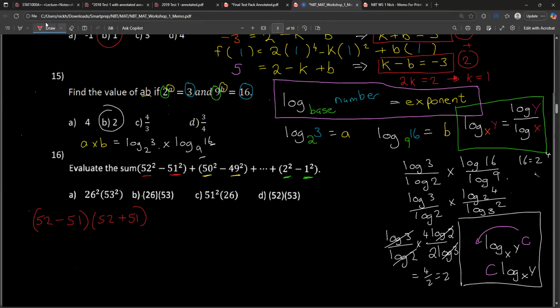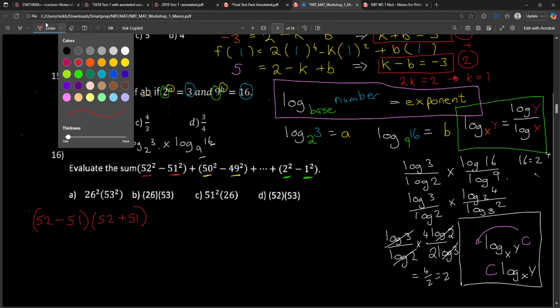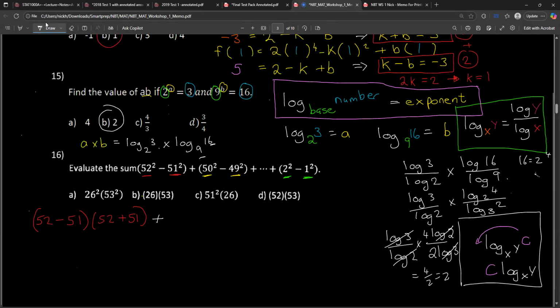Okay, plus the next one is going to be the yellow one.